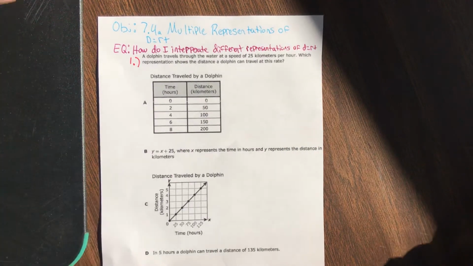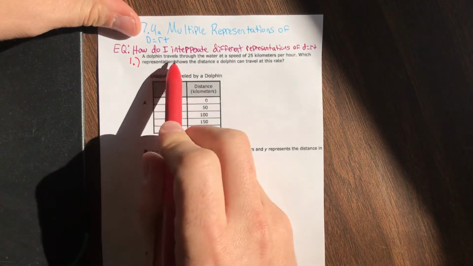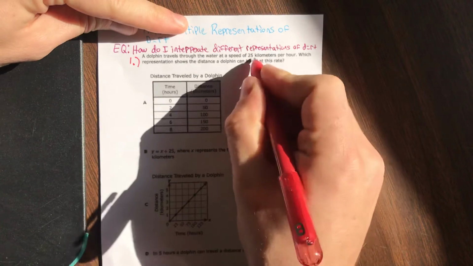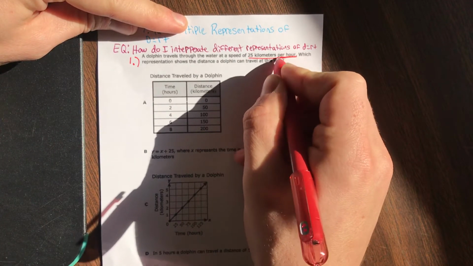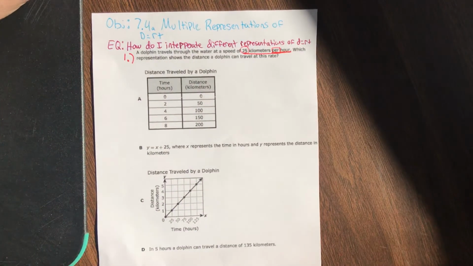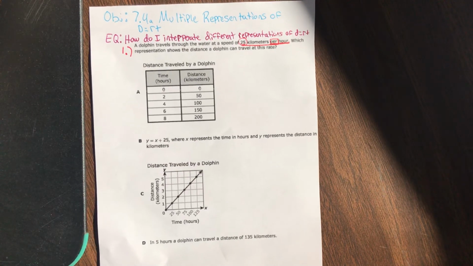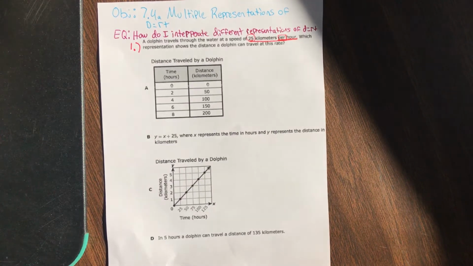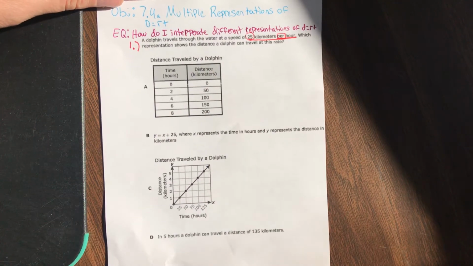So we're going to read the question, use our strategies to underline what's important here. A dolphin travels through the water at a speed of 25 kilometers per hour. All right, that per is going to give us a big hint, okay? Which representation shows the distance a dolphin can travel at this rate? So if you think about per hour, that means per 1 hour, right? So for every hour, that dolphin is going 25 kilometers. So we're going to look at all four of these different options and see which one looks good.